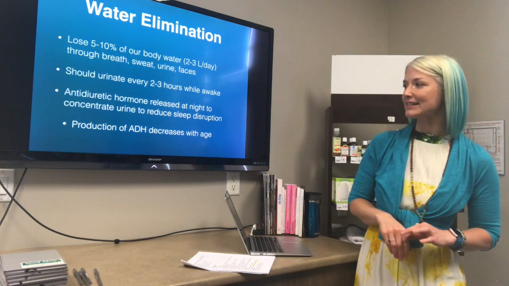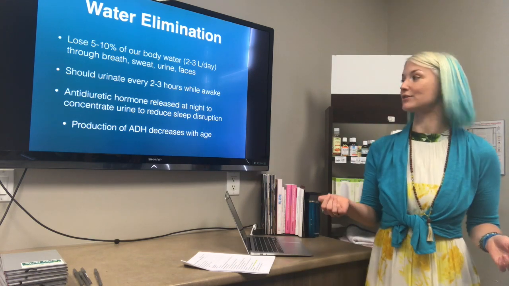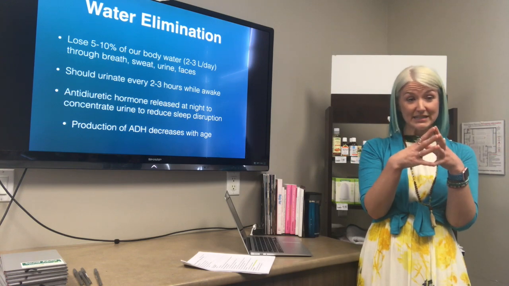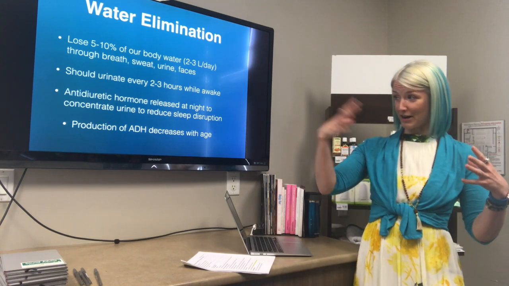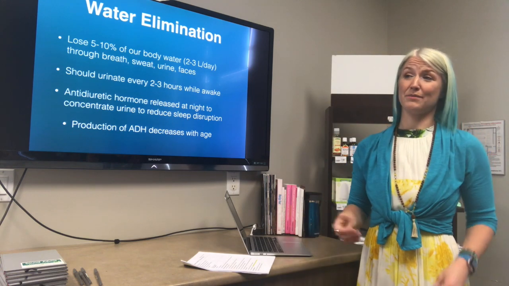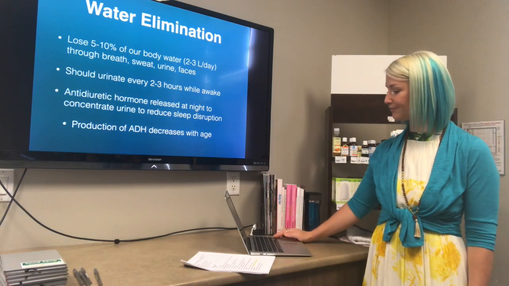At night, antidiuretic hormone actually prevents you from having to get up every 2 to 3 hours while you sleep. It does it by concentrating urine in the kidneys. But as we age, production of that hormone decreases, and so as you age, you get up more often, because your kidney's not concentrating the urine for you, your bladder's filling up, and you have to get up.